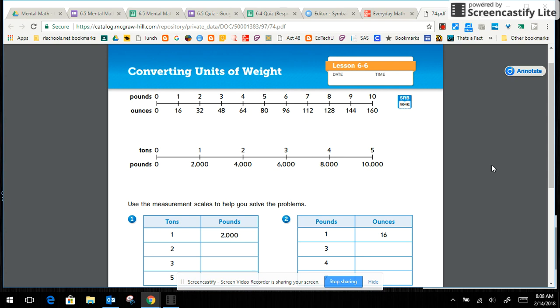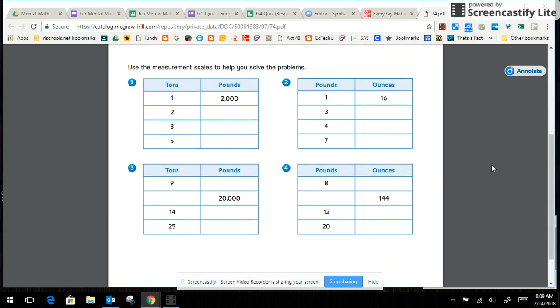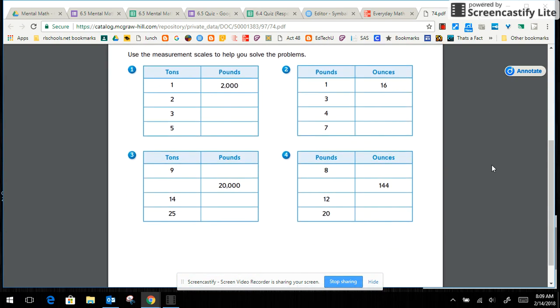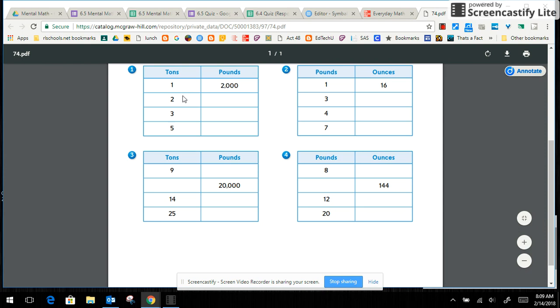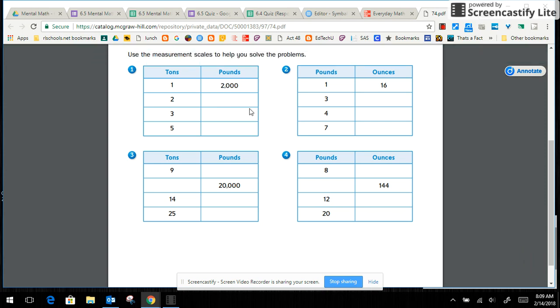Today, I'm going to ask you just a few more questions as you are completing this page. And you've seen these measurement scales before. It's like an in and out box. So if you have 1 ton, you also have 2,000 pounds. So if you have 2 tons, we're multiplying by 2 here. I'm sorry, we're multiplying by 2,000. So your answer would be 4,000 pounds.